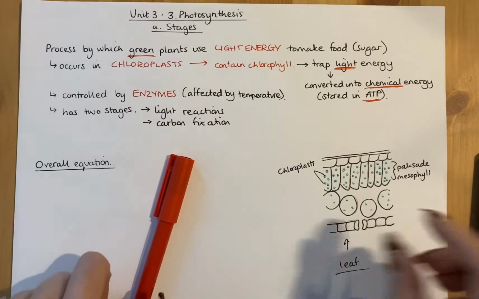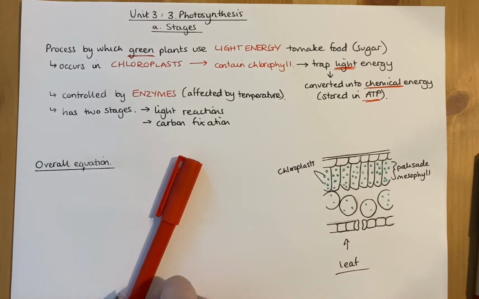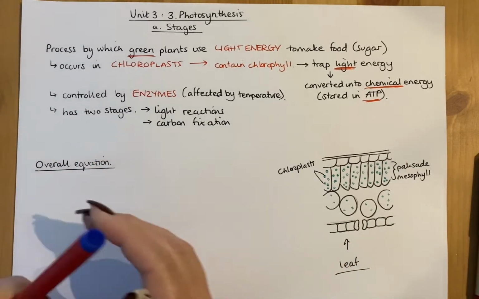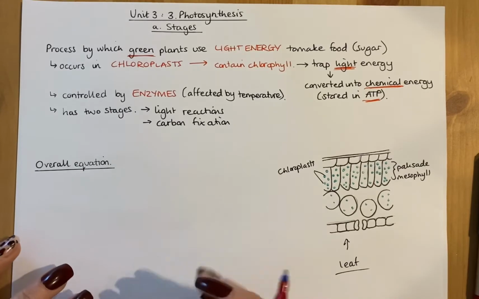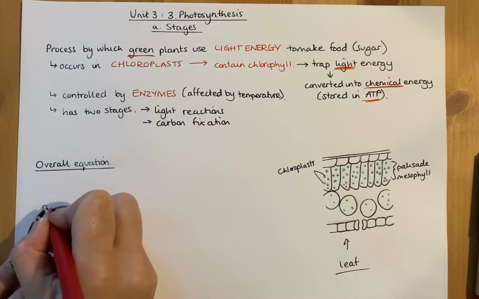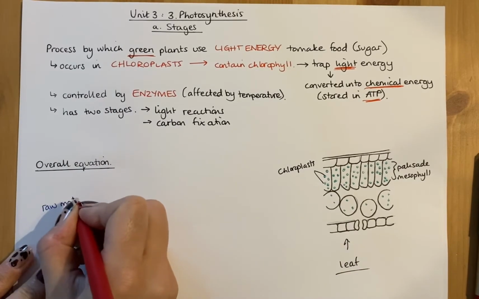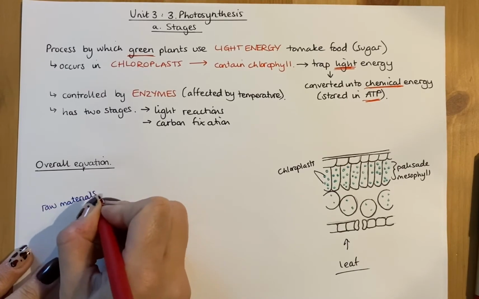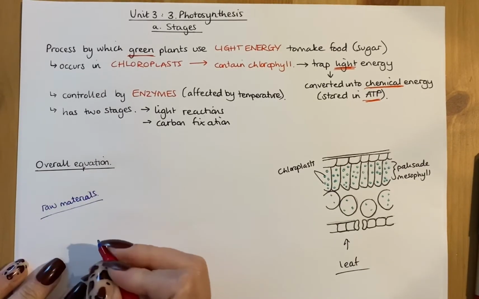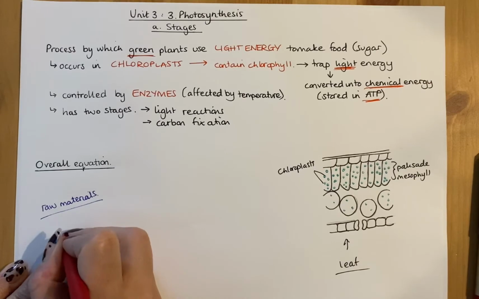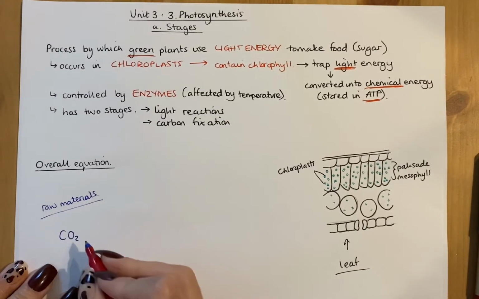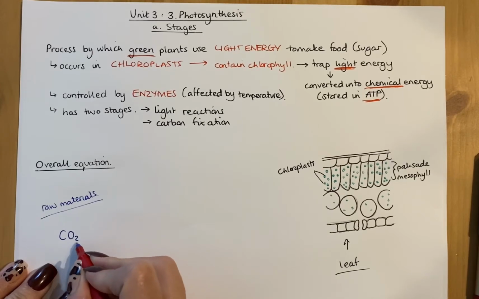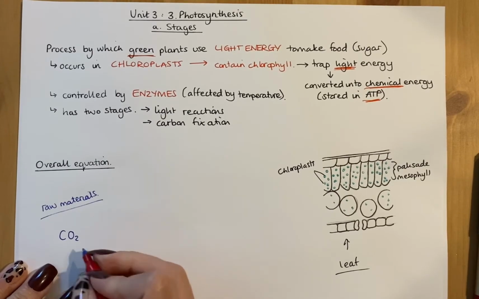You might know the overall equation for photosynthesis because you probably would have learned about it earlier on in your school career. There are two sides to an equation as always. The first side is the raw materials, what is essentially needed for that whole process to go ahead. The raw materials for photosynthesis are CO2. Bear in mind when you're writing these chemical formulae that the 2 is subscript, it's below the line.